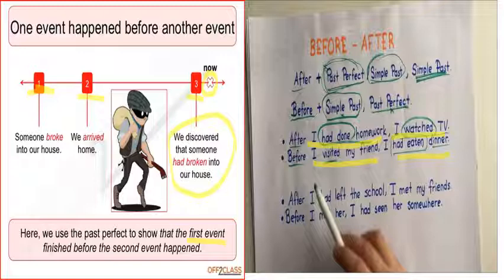Okay, and then before our arrival, we discovered that someone had broken into our house. In this case, we see that the past perfect, we use it to show that the first event finished before the second event happened. I do hope that this is clear. It can be clearer if you give more examples.